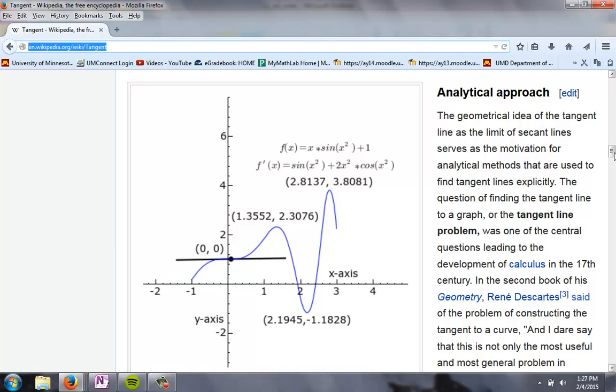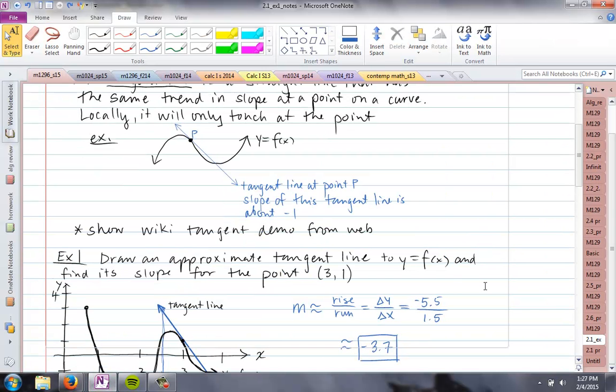So this is just to get you comfortable with what the tangent line is, and I would expect you to be able to sketch what a tangent line is at a particular point on a graph, just to estimate what that would look like. I've included the link here. Oh, or maybe not, I thought I did. You can just look up wiki tangent, and if you Google it, you'll get it.